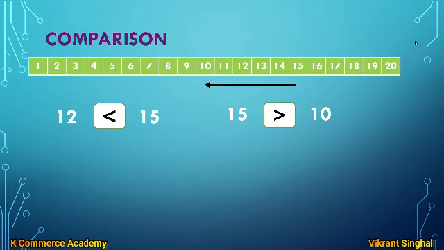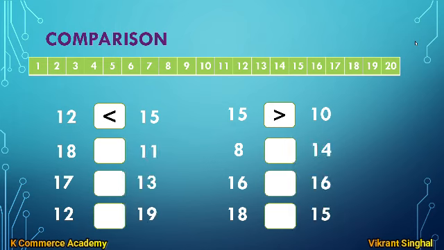So simply, if the second number is at the left hand side of the first number, we will put the greater than sign, and if the second number is at the right hand side of the first number, we will put the less than sign. So I am giving you some more questions for practice. Do it and understand, and you can ask me if any doubt or problem is there.